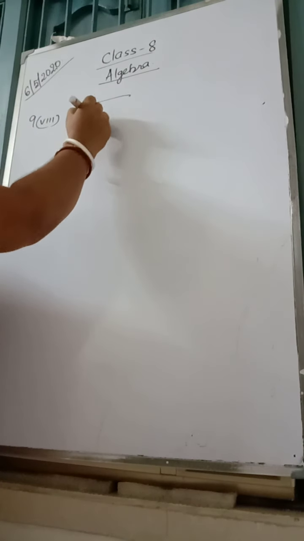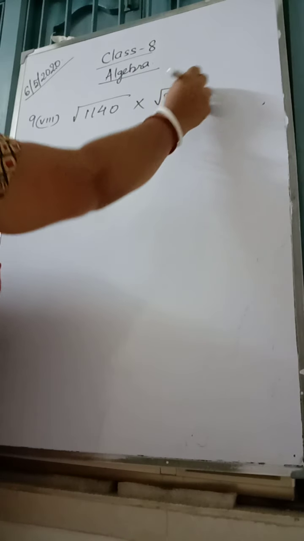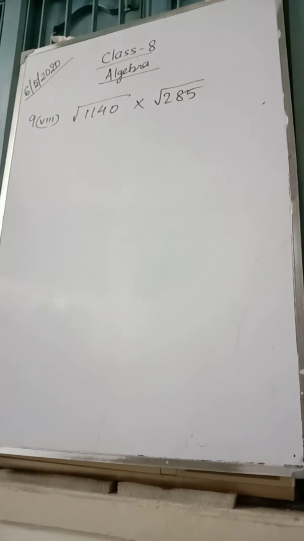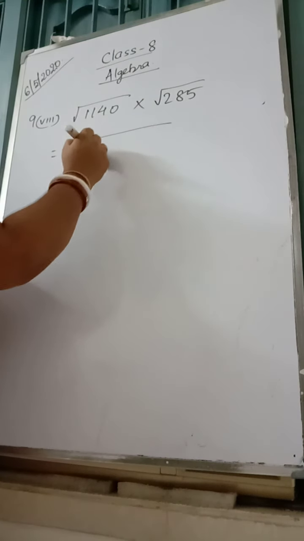It is given: square root of 1140 into 285. Is it given? Now we'll be writing it together.